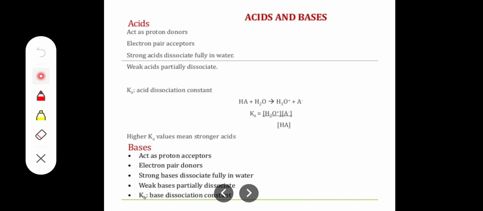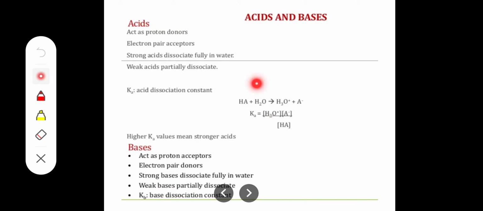So what are the characteristics of acid and base? When we talk about acid, it acts as a proton donor, whereas a base is a proton acceptor. Acid is an electron pair acceptor, base an electron pair donor. Strong acid dissociates fully in water, strong base also dissociates fully in water, weak acid dissociates partially in water, weak base dissociates partially. Ka is nothing but the dissociation constant of acid, and Kb is the one for base.